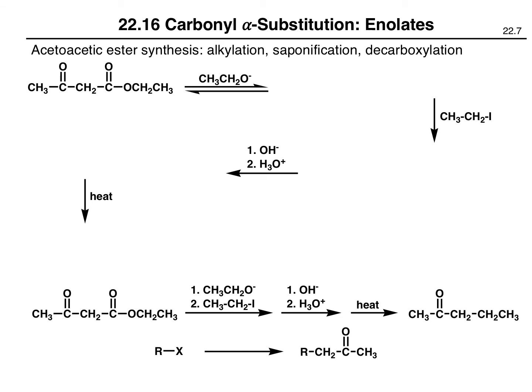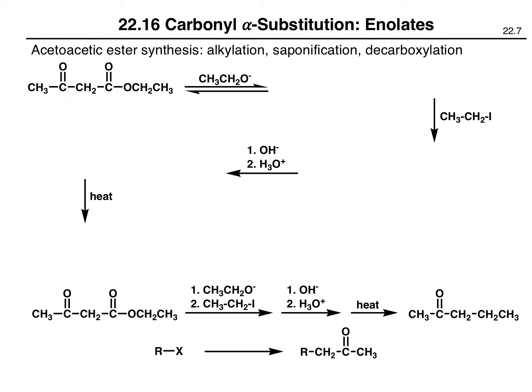On this slide, we have an example of the acetoacetic ester synthesis, which involves alkylation followed by saponification, ester hydrolysis, and then decarboxylation. It's called the acetoacetic ester synthesis because one prime example is using this compound as a starting material, which is commonly referred to as acetoacetic ester. This one in particular would be called ethyl acetoacetate, for example.